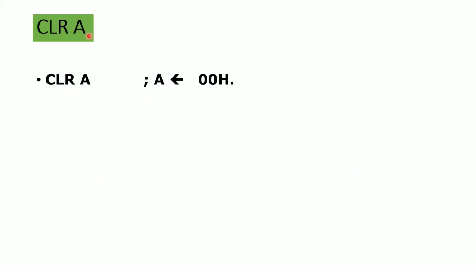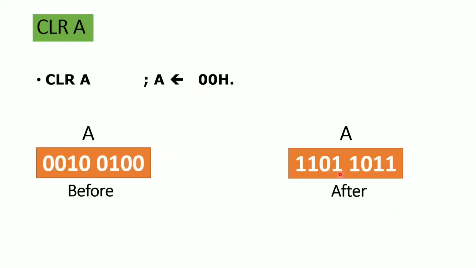Next one is clear. Clear means you can clear all the bits of your register. The register is 8 bit. So whenever you want to clear the accumulator, you can use CLR A, which makes all the bits 0. Sorry, I made some mistake here. All the values should be 0, 0, 0.